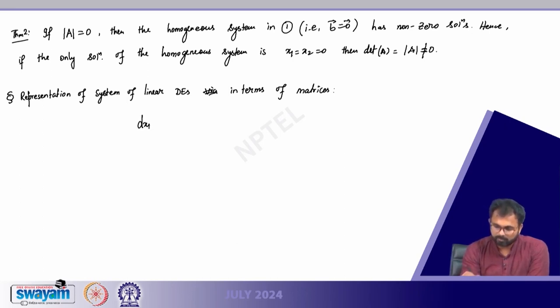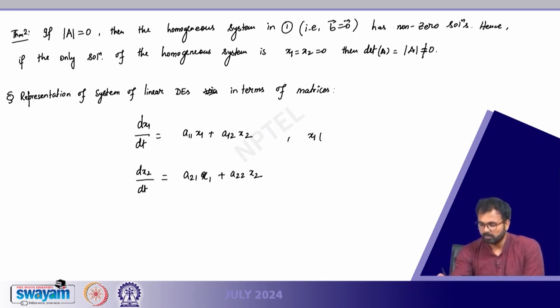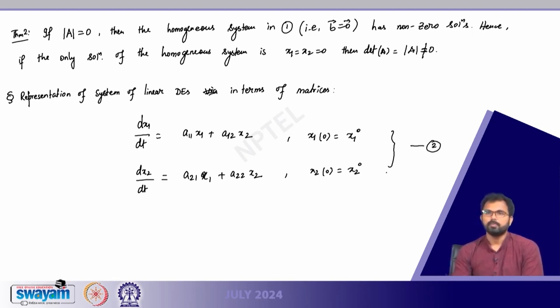So, suppose we have, we will do it for a 2 by 2 system again, but it can be generalized to higher systems. So, dx1 by dt equals a11 x1 plus a12 x2, then dx2 by dt is equal to a21 x1 plus a22 x2, and of course, we have some initial conditions. So, here we have x1 at 0 is equal to x1 0, and x2 at 0 is equal to x2 0. Alright, let us call this system 2. So, this is 2a and 2b.